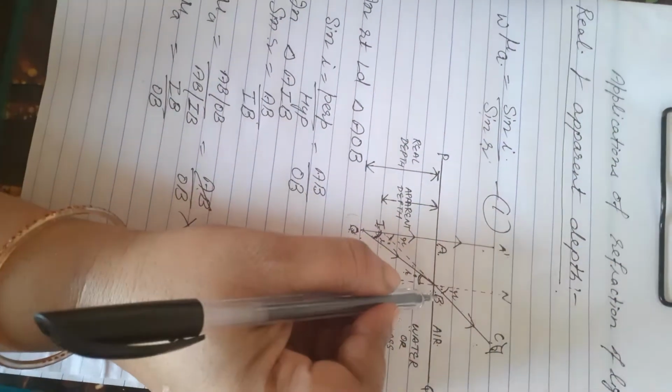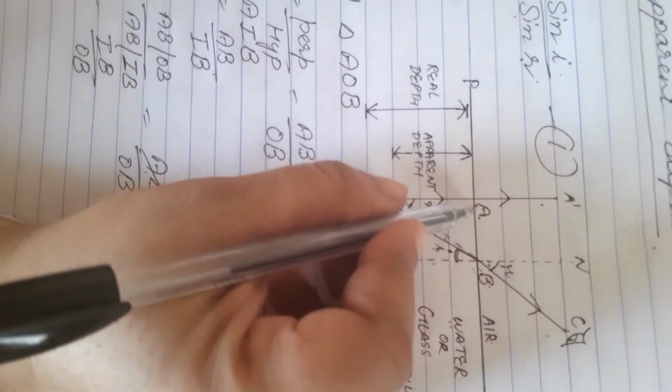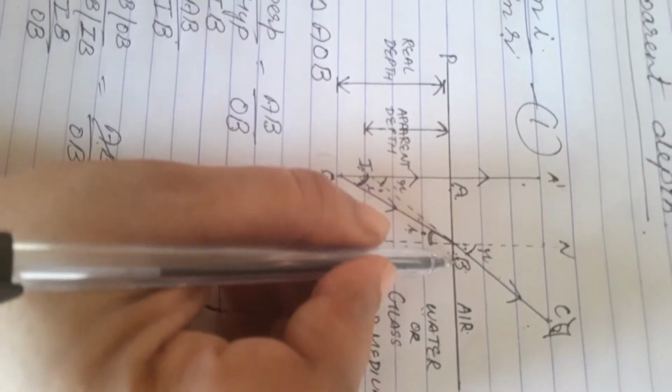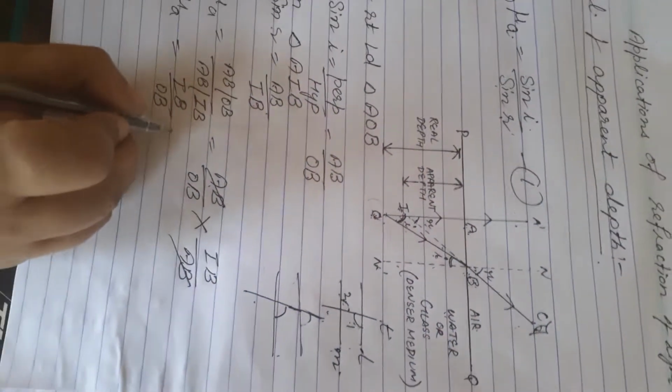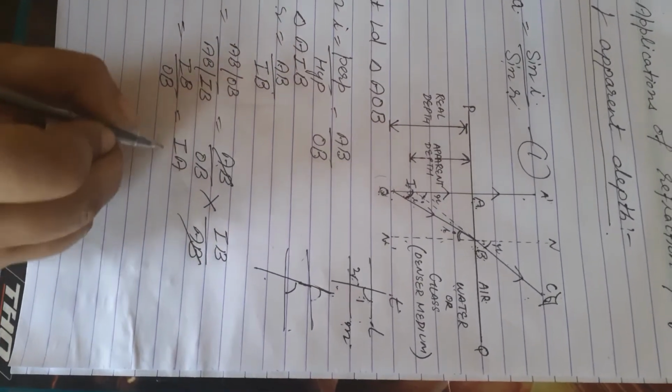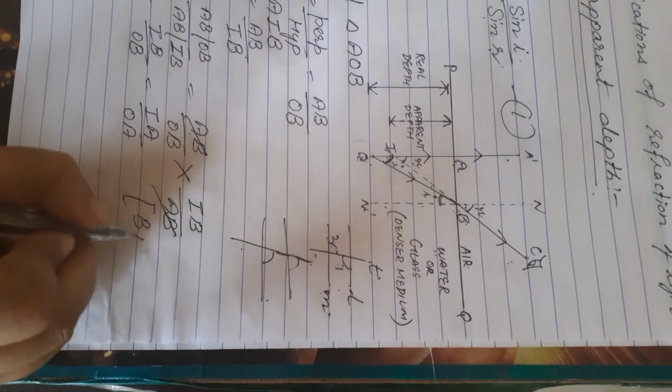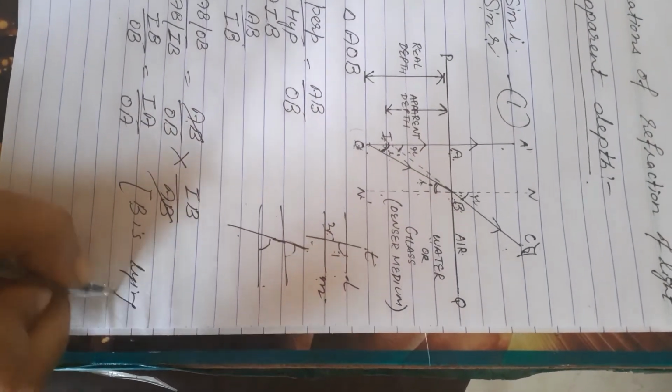Now this point B is lying very close to point A. So we will suppose that we can replace B by A. So it will be equal to IA over OA. So the reason will be B is lying very close to A.